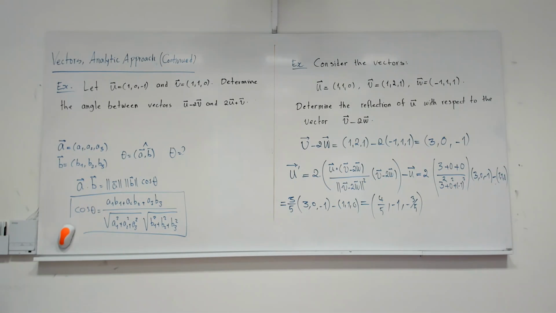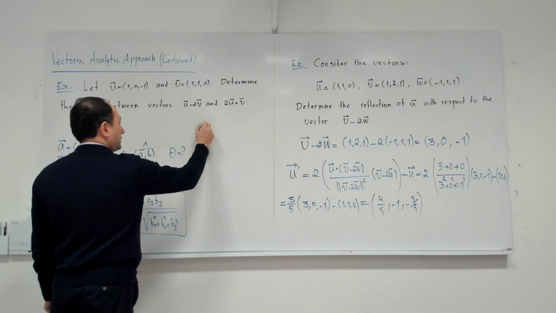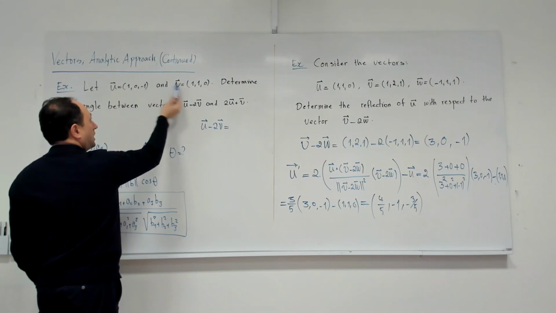You don't need to memorize that. It is better to learn it in this way. So in principle, that is the idea. In this case, I have to find these two vectors. So let us do it in our head. What is u minus 2v here? I have to take u minus 2v.